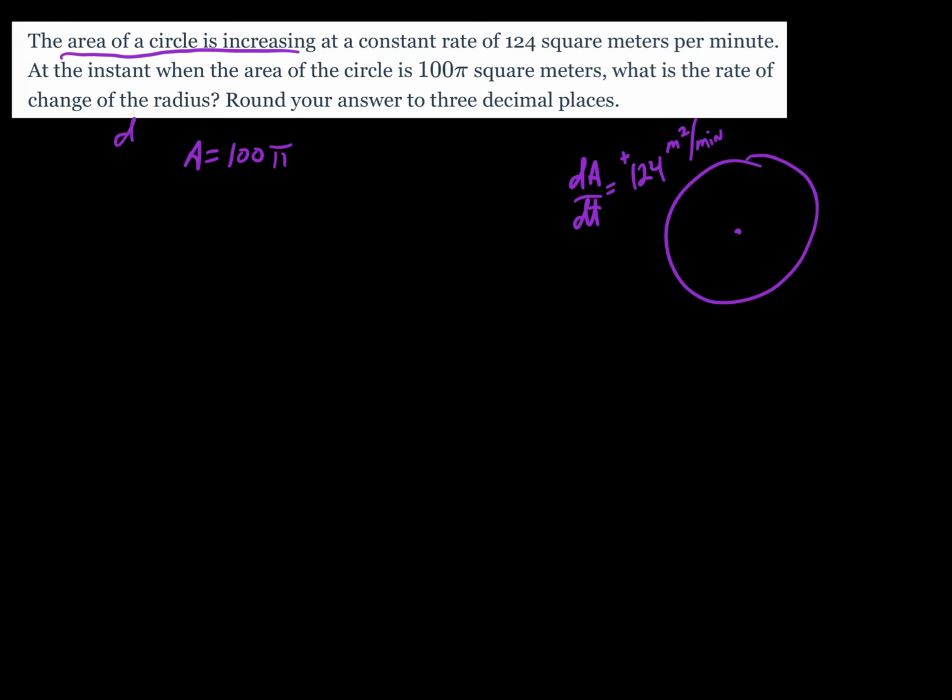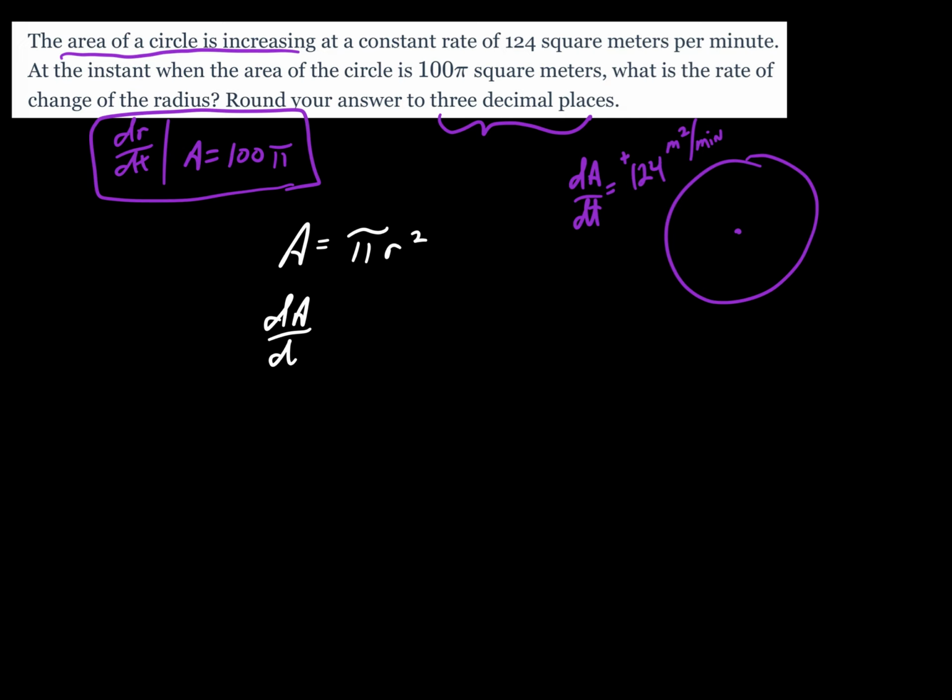They're asking us to find dr dt at the moment the area equals 100 pi. Here it says round your answers to 3 decimal places. Fine, let's do what it says. Well, if we're asked to find the change in the area, why don't we start with the area of a circle? Pi r squared. Now we did this one earlier, so this should make sense here. We got dA dt, and then we ended up with 2 pi r dr dt.